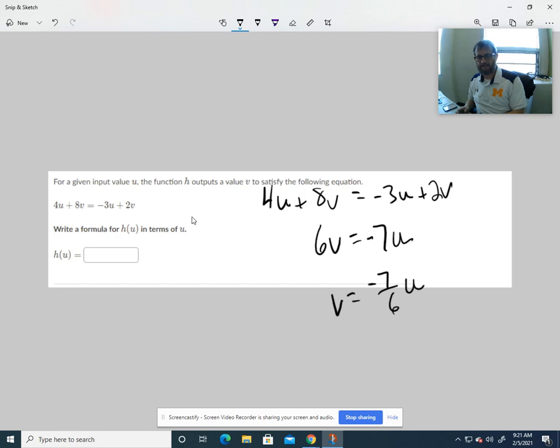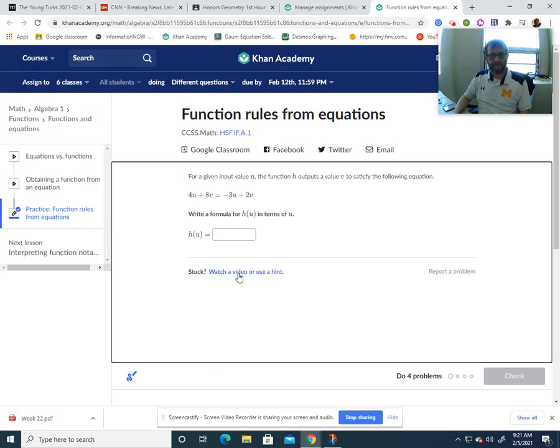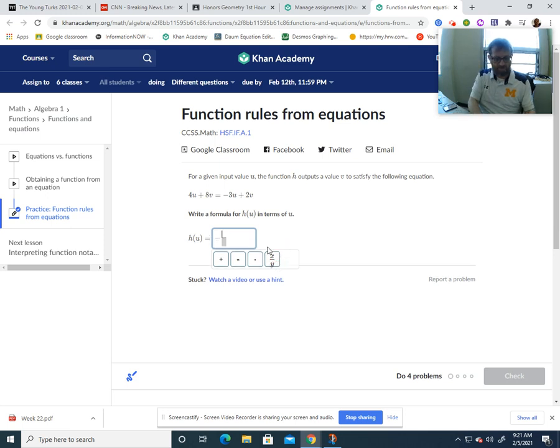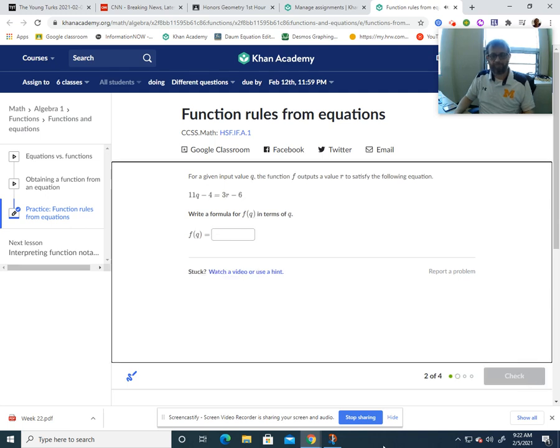Now, they're telling me h is the same thing. So really what they're saying is h of u is negative 7/6 of u. So that's what I'm going to write right here. I'm going to write negative 7/6, so negative fraction 7/6 of u. All right, next one.